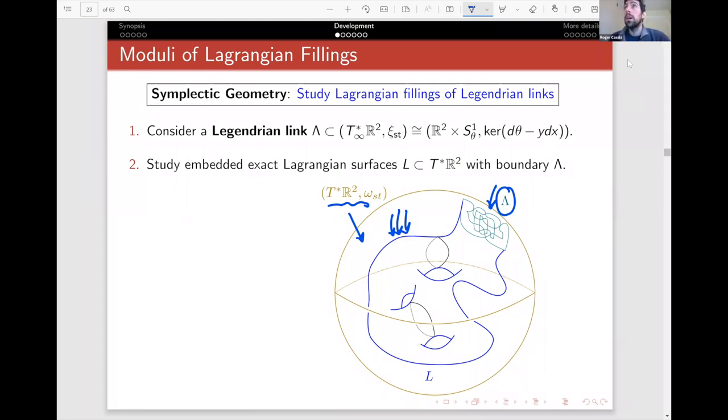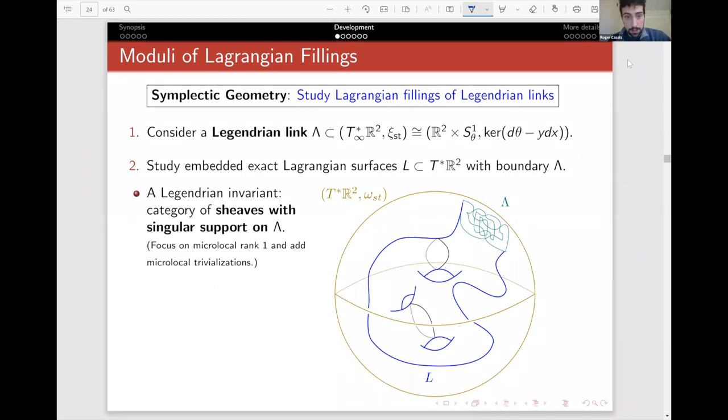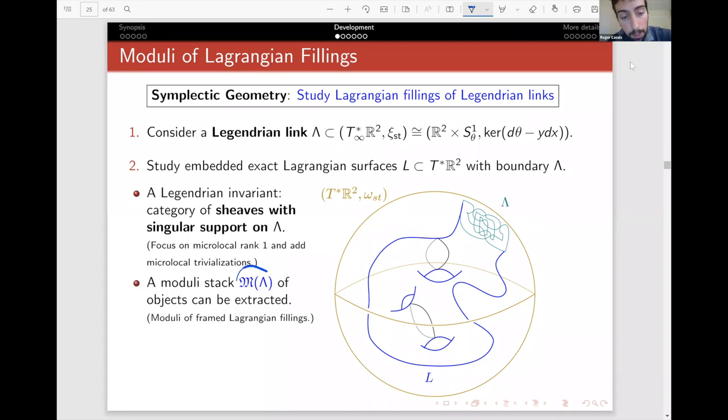So to the person who asked about symplectic topology, that is the symplectic topology input. That is the problem. Now, as I said at more length, out of these you can construct a Legendrian invariant, the category of sheaves with support on lambda, microlocal rank 1, and we add microlocal trivializations. And now we extract this moduli of lambda.